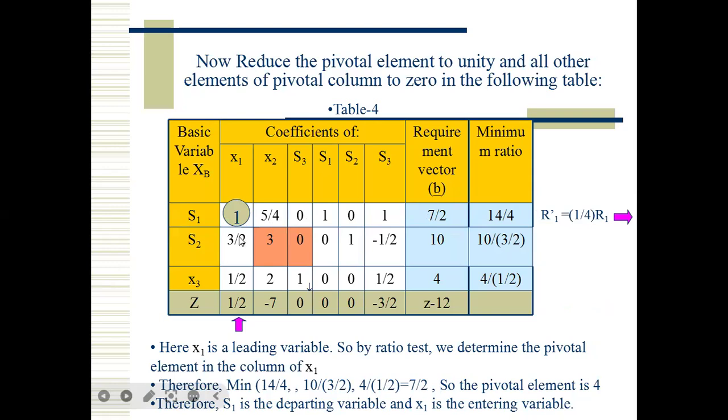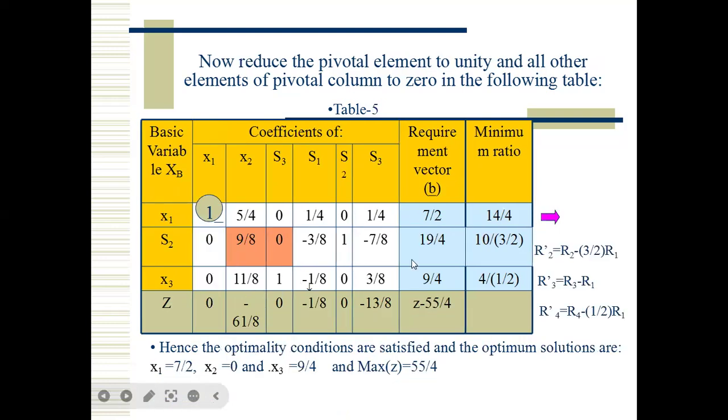Next we make this other value 0. That means 3 by 2. How do we get 3? Multiplying with row 1 by 3 by 2 and subtracting, R2 minus 3 by 2 R1. We get the second element 0. Similarly, third element 0 and fourth element 0. So we observe that all values are negative here in the cost vector. If we get all values negative, then we have finished our simplex method.